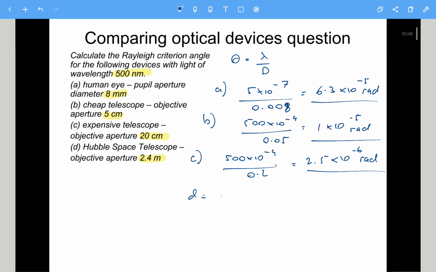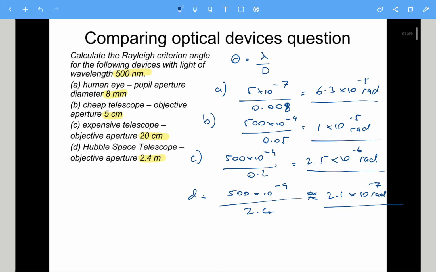And then D, 500 times 10 to the minus 9, divided by 2.4 meters. These are all approximate, I shouldn't really be writing equals. It's approximately equal to 2.1 times 10 to the minus 7 radians.